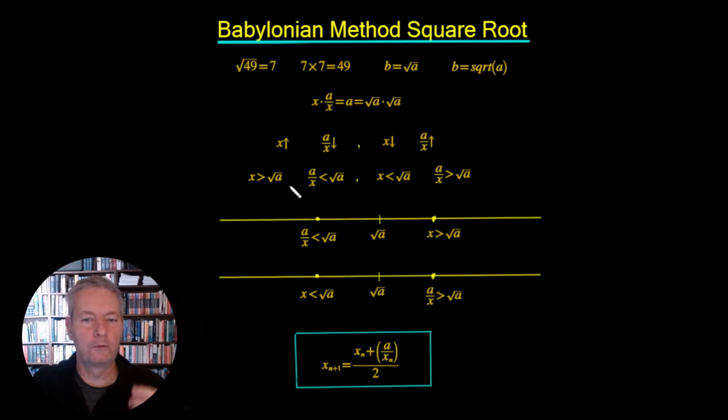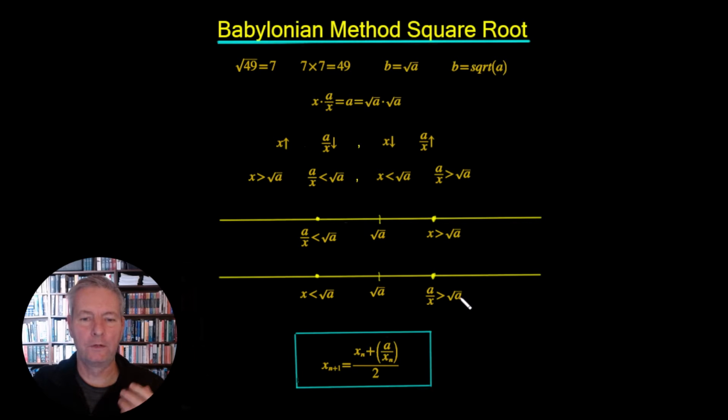Now, we could redraw this on a number line. We could have a number line here, and we could have a point on the number line. Now, that point on the number line could represent root a. So again, we could choose a value a upon x which is less than root a, and then x would have to be greater than root a in order for the equality to hold. Equivalently, we can write it the other way. We can say that x is less than root a and a upon x is greater than root a.